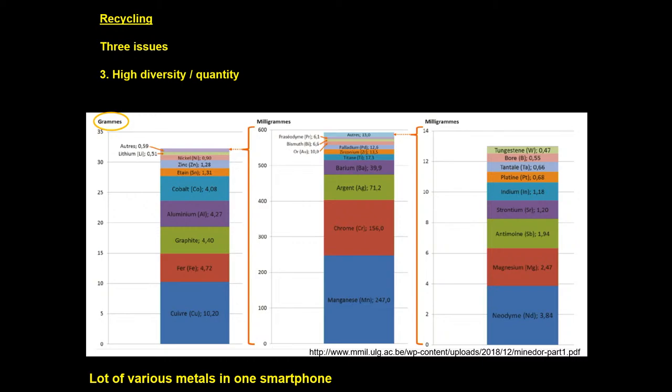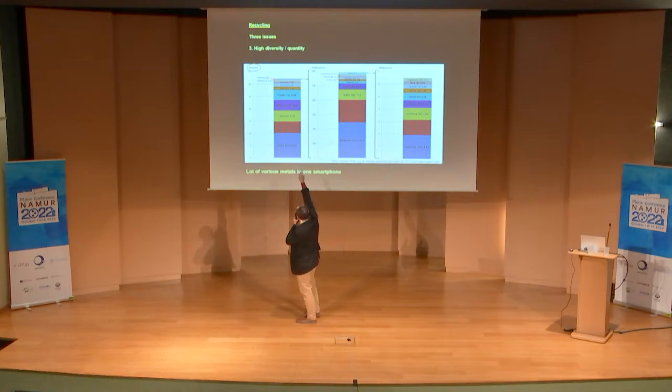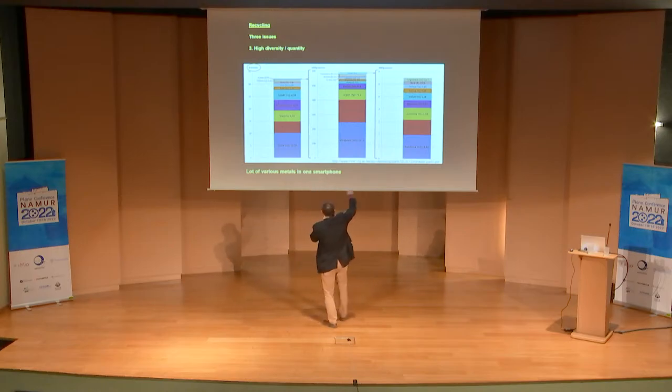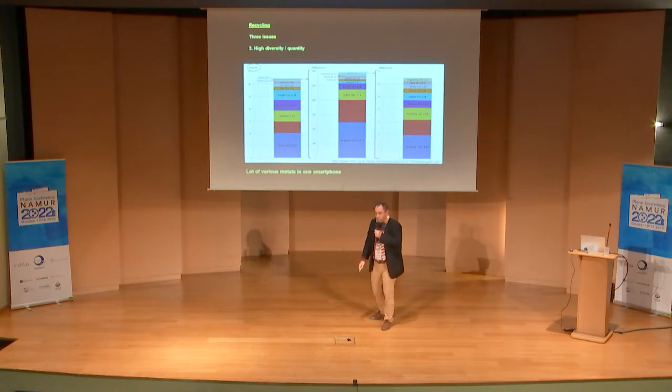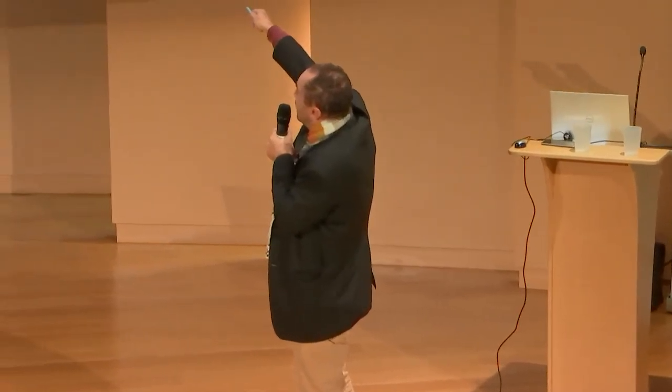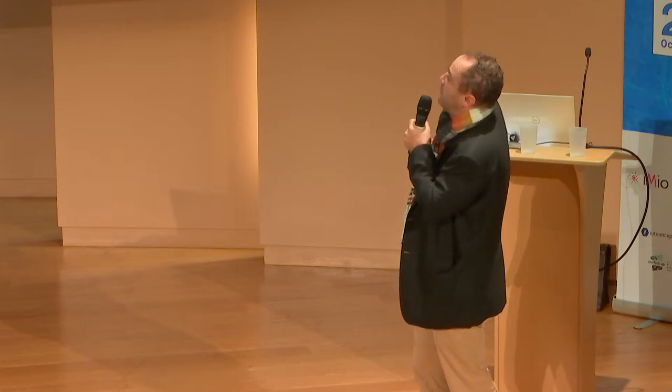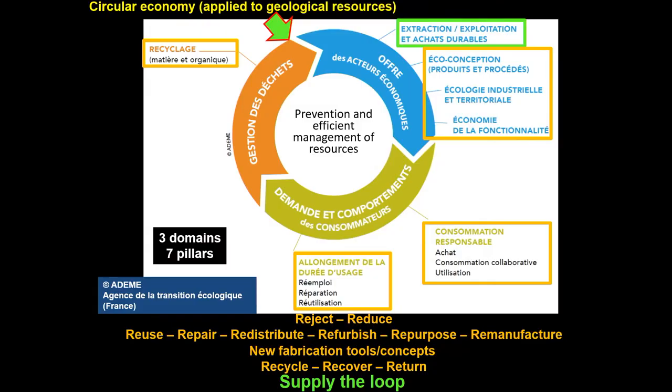Simple. And for a smartphone, you have a large variety, but various quantities. This is quantities in grams. And this column is, in fact, the other, just over there. This is in milligrams. And this column is the other, just over there. This is in milligrams, but a few milligrams. So you have a lot of raw materials, but they are diversified and in various quantities, which is difficult to recycle. Each metallurgist can state directly that it will be difficult to recycle antimony, for instance. So you have to supply the loop. In each circular economy, you have to supply the loop, because a loop without input recycles nothing.